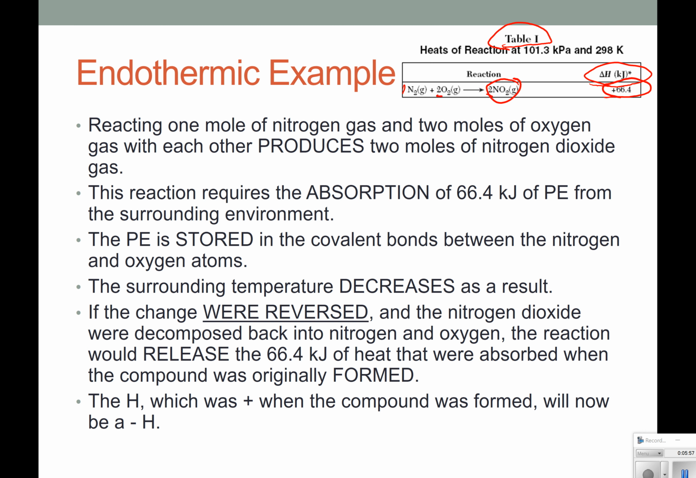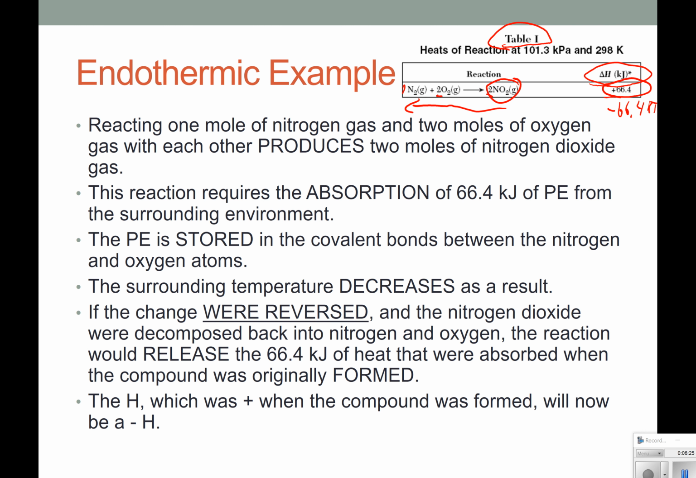Now these reactions, all of them on Table I, can be considered in the reverse direction. And this is important to note, because you will see this moving forward. So if we take 2 moles of NO2 gas and decompose them into 2 moles of oxygen and 1 mole of nitrogen, the reaction is going to be opposite, so it's going to be a minus 66.4 kilojoules when we go in the reverse direction.